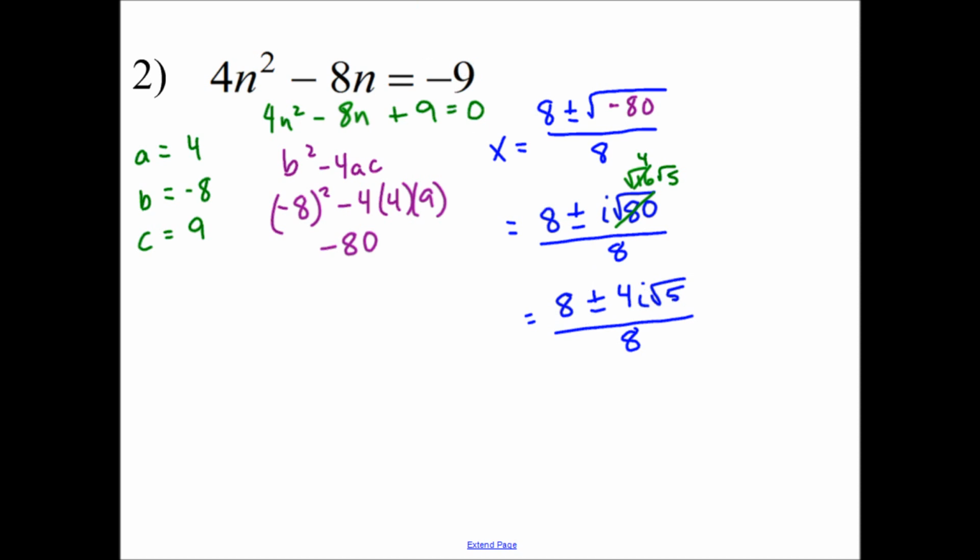I see a little bit of simplifying that can be done, right? So I see that all the terms are divisible by 4. So I can divide 8 by 4, I get 2. 4i root 5 divided by 4, I get i root 5. And then divide 8 by 4 and you get 2.